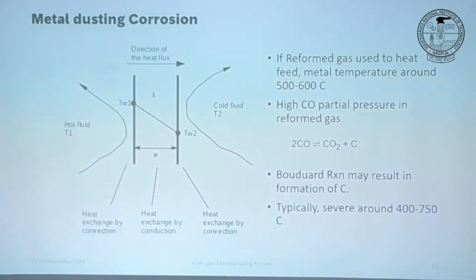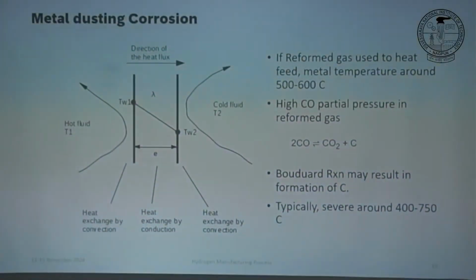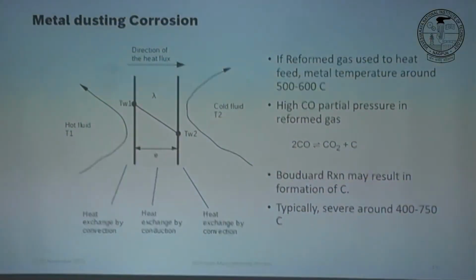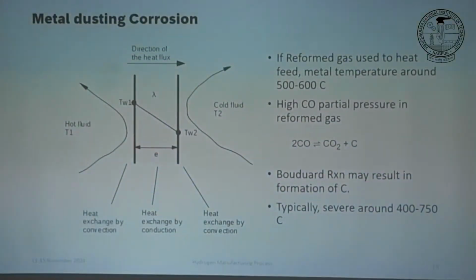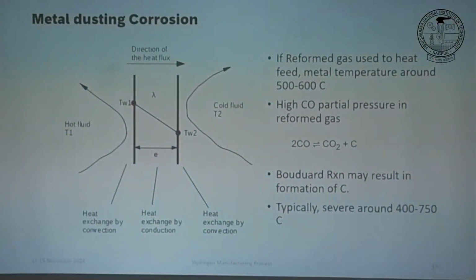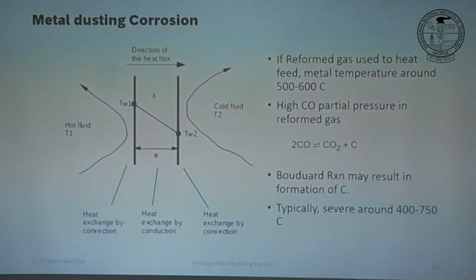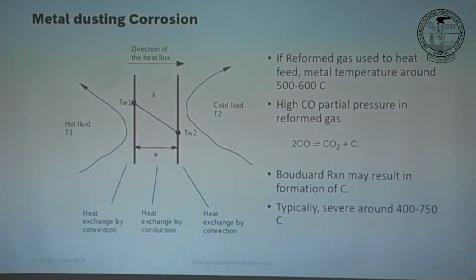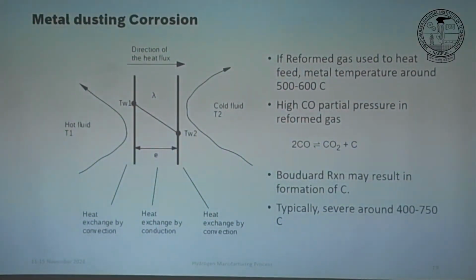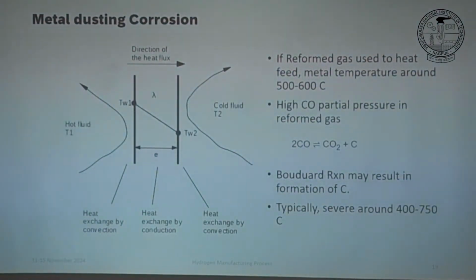Now, what happens? We said we will cool the reformed gas from 850 degrees to 30 degrees. Right? That means, whatever heat transfer equipment you use, you will have metal temperatures somewhere between 850 degrees and 30 degrees, right? And especially with this kind of product composition, there is a phenomenon called metal dusting corrosion. What happens is the Boudouard reaction, where if you have a very high partial pressure of carbon monoxide, it will get converted to carbon dioxide and elemental carbon, right?